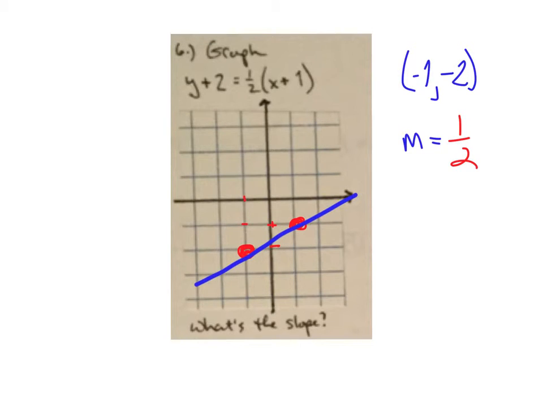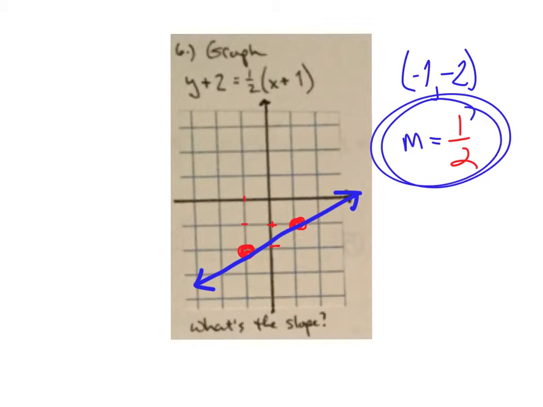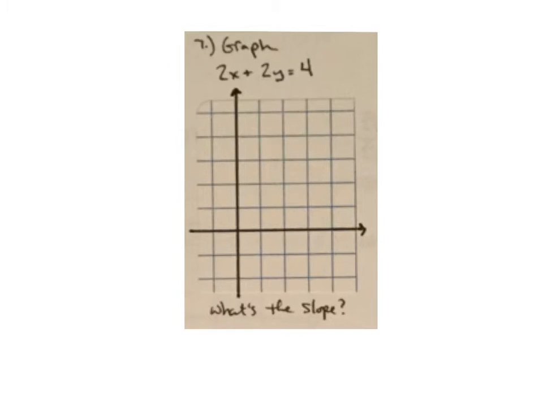When you're finished drawing your line, you should put arrows on the end to signify that this line continues infinitely in both directions. The secondary question for problem 6 asks, what's the slope? Well, we already found that as being 1/2. In problem 7, we have to graph a line that's written in standard form and then identify the slope.